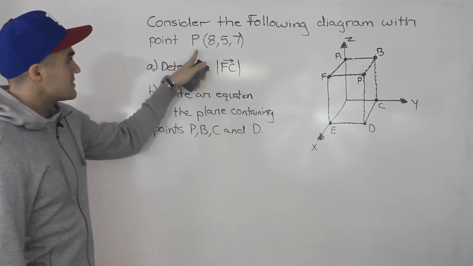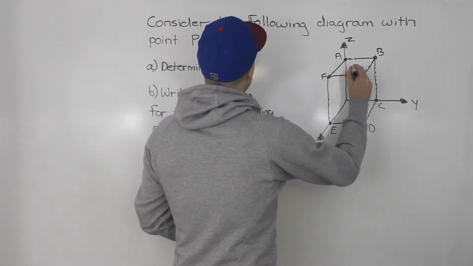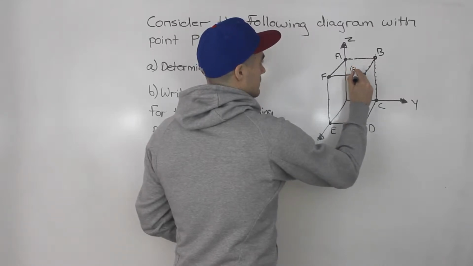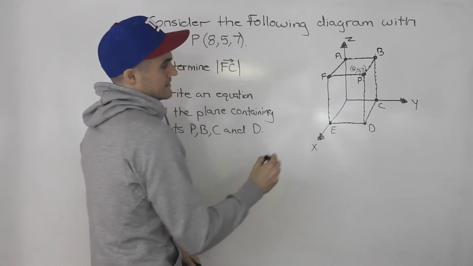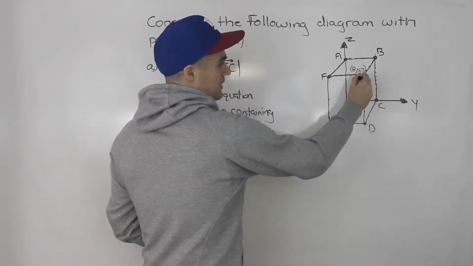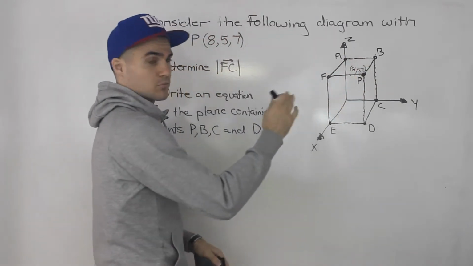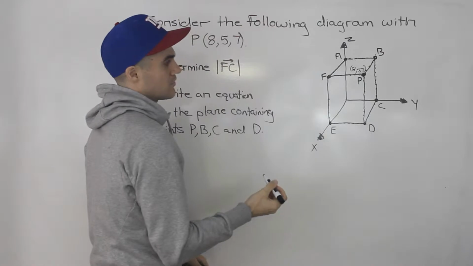So let's start off by labeling this point here. So P, we know that this point has coordinates what? 8, 5, and 7. And since we know the coordinates of this point here, P, notice how this is a rectangular prism on the XYZ plane. We can label all the other points.